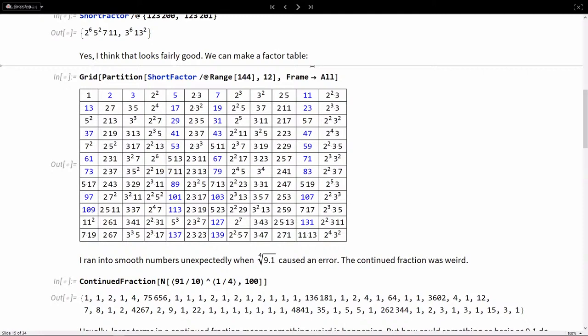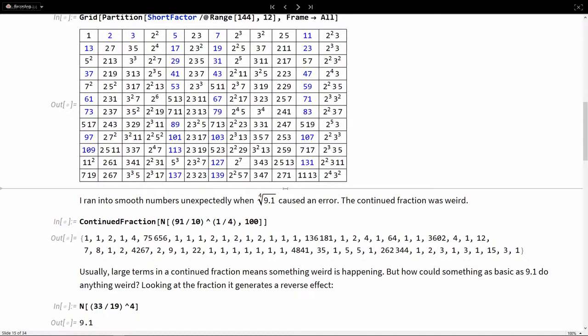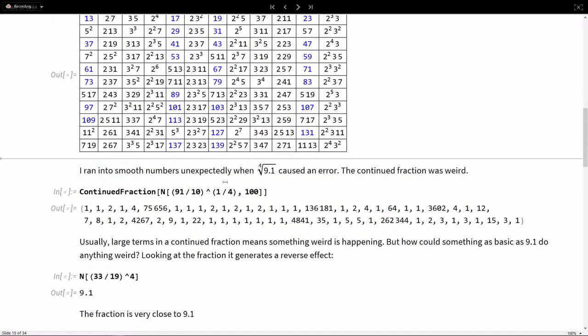I came into smooth numbers in a weird way. This number caused an error in some code, the fourth root of 91 over 10. But you could also represent that as 9.1. So when I was trying to figure out what was going on, I looked at the continued fraction and I noticed it was sort of weird. You got these high values, which usually doesn't happen in a simple continued fraction. Usually that indicates something is happening.